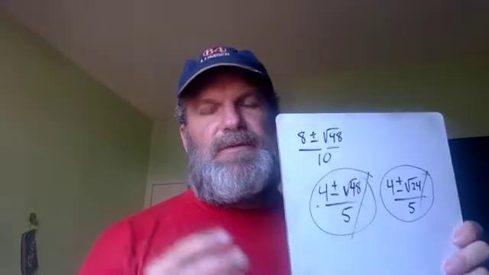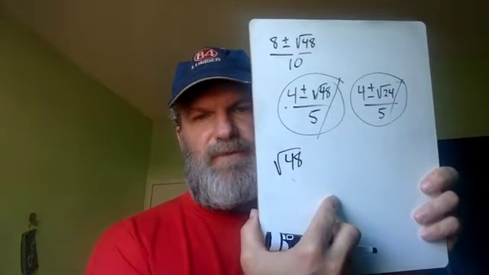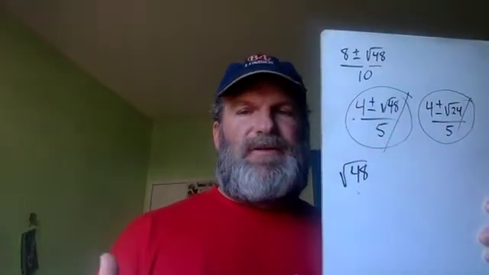And the way is to break down the square root of 48. So you do a prime factor tree. So I'm going to start you off with the square root of 48, and I'm going to reduce the square root of 48 for you. So you got to think of what is the prime factorization of 48?